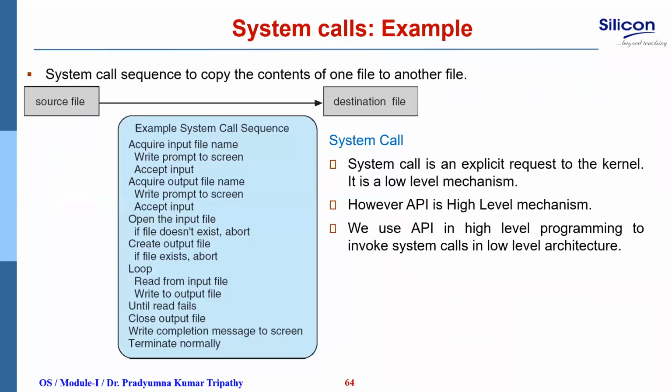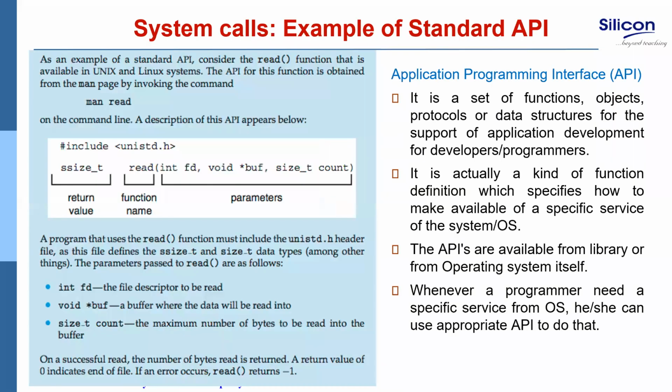Okay. So now we'll see another example of a standard API. If you go to a Unix or Linux system, I want to see what the API is for a function, suppose the read function. I want to see what is written inside the read function that is available in Unix or Linux. If I want to get help, I just write man read. The man command gets the help of any command, and you will find the description of that.